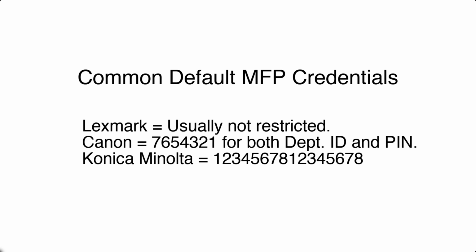For Canon devices, the system manager ID code is usually 7654321 with a system manager PIN of the same number, 7654321. If a username is required instead of a system manager ID, that username should be administrator with a capital A, with a password of 7654321.